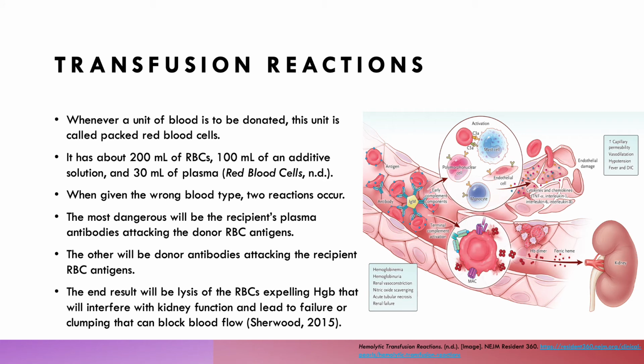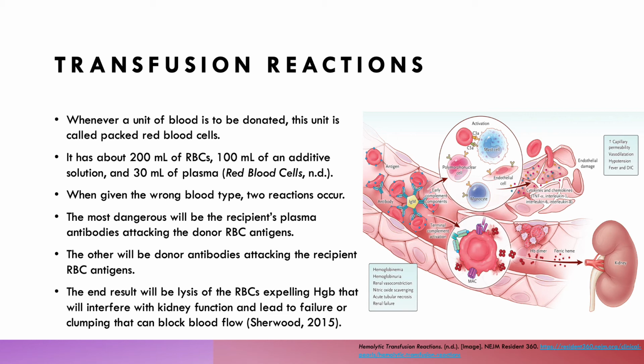Whenever a unit of blood is to be donated, this unit is called packed red blood cells. It has about 200 milliliters of red blood cells, 100 milliliters of an additive solution, and 30 milliliters of plasma. When given the wrong blood type, 2 reactions will occur. The most dangerous will be the recipient's plasma antibodies attacking the donor's red blood cell antigens. The other will be donor antibodies attacking the recipient red blood cell antigens. Now, this second reaction won't be as severe because the donor's antibodies are reduced by the packed red blood cell process.